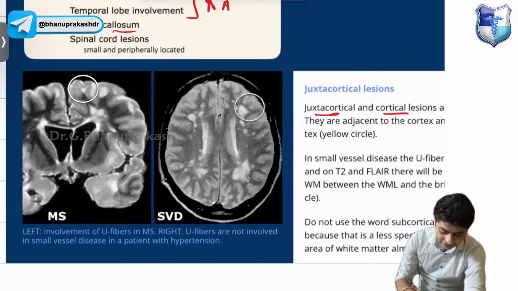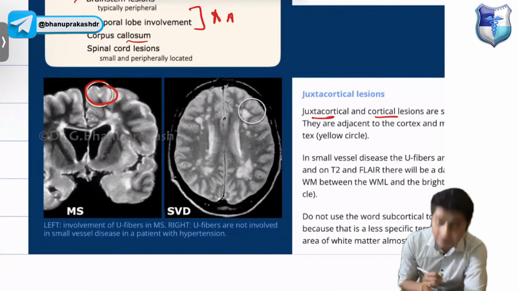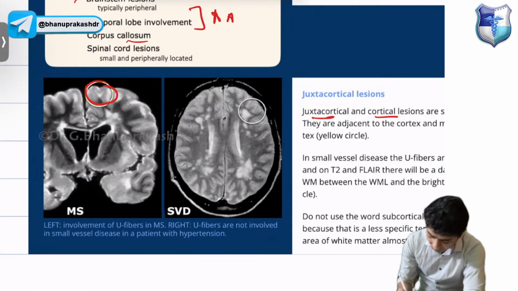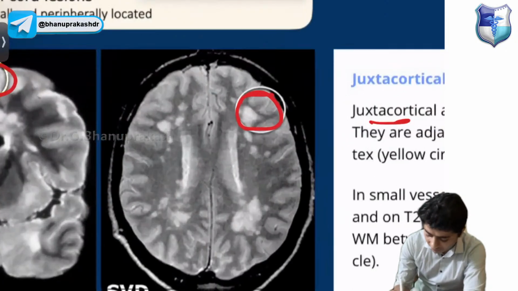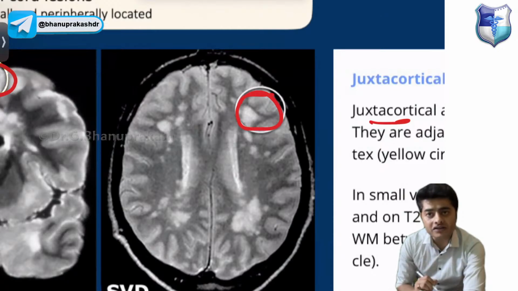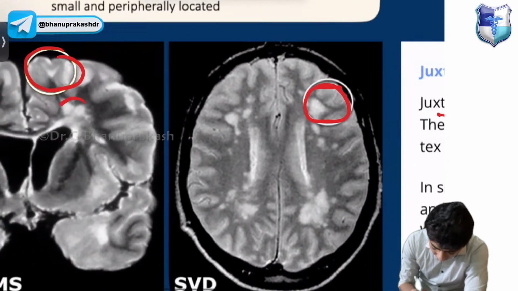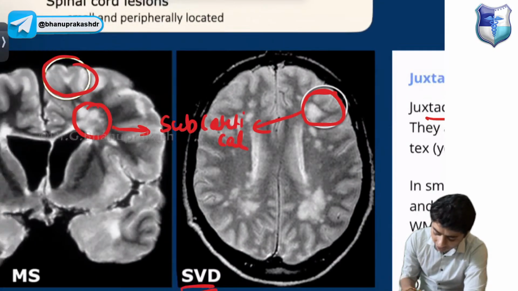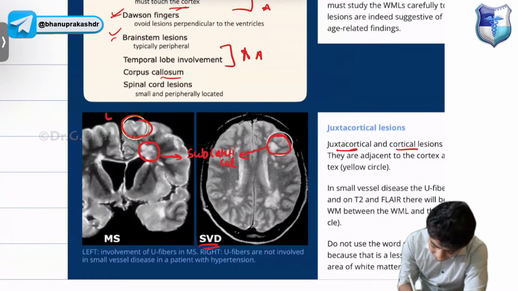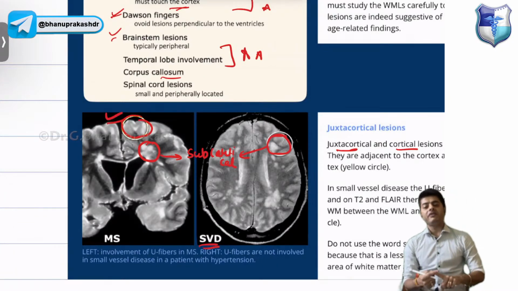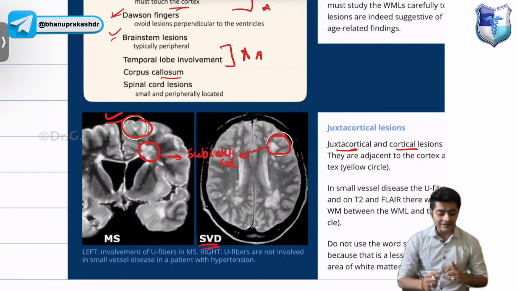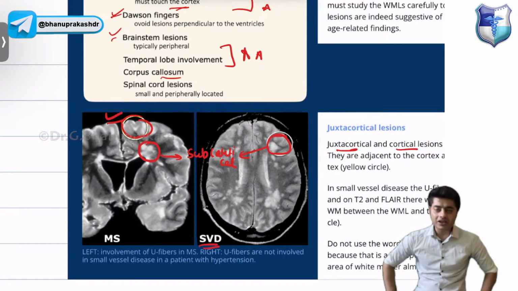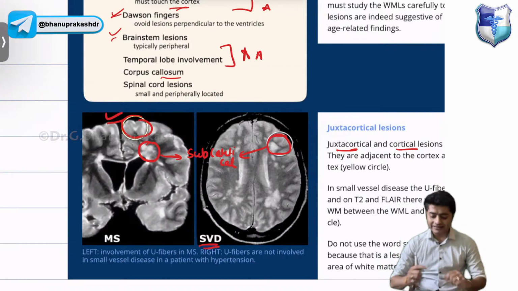So in this diagram, we can see that in a multiple sclerosis patient there is a juxtacortical lesion, but in small vessel disease there is a subcortical lesion. It is subcortical, not juxtacortical. But subcortical lesions are also present in multiple sclerosis. So subcortical is present in both, but juxtacortical is present only in MS. That's why it helps us differentiate multiple sclerosis from small vessel disease.